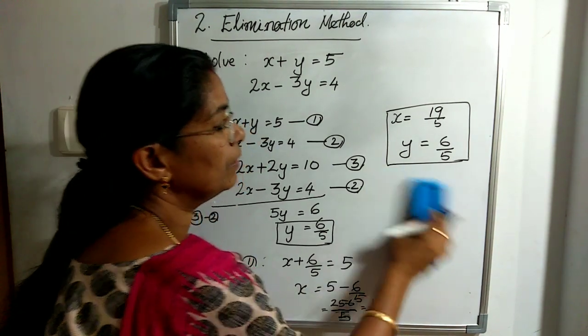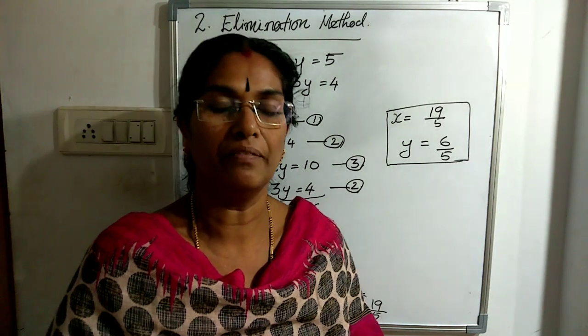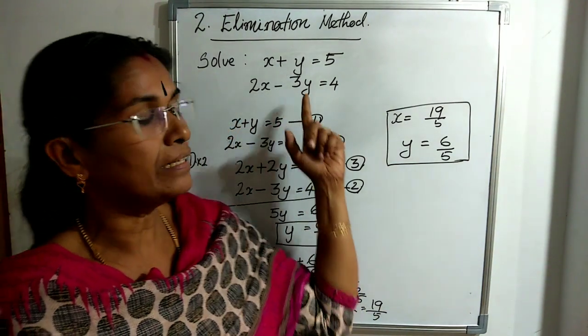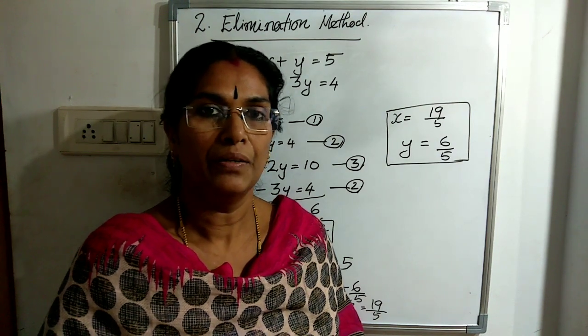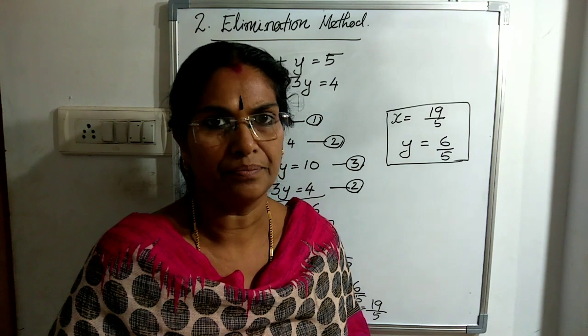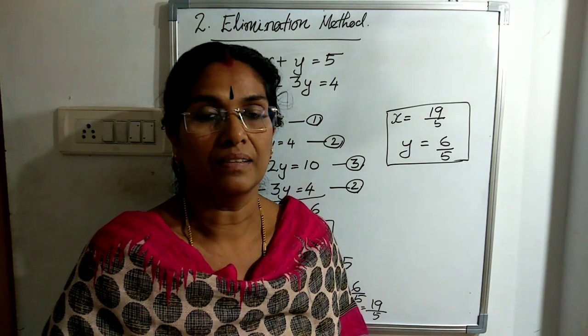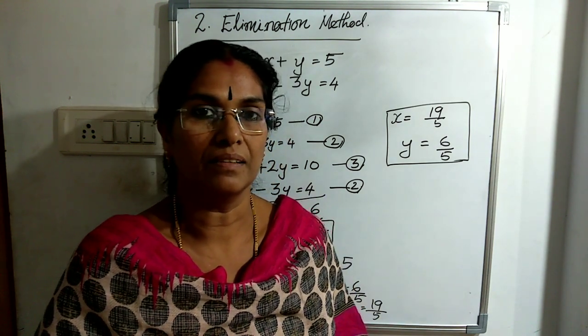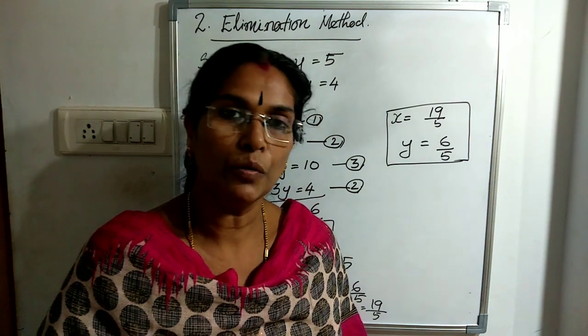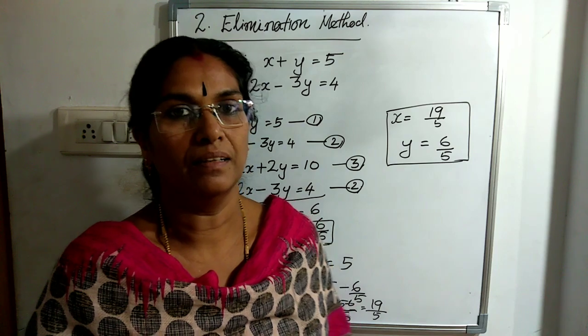Without a variable, if we get a false statement, we say this pair of linear equations has no solution. It is inconsistent. We learned last class what is inconsistent and consistent. A unique solution means consistent. No solution means inconsistent. Clear?